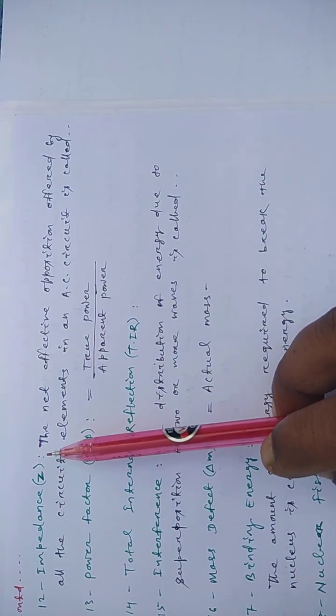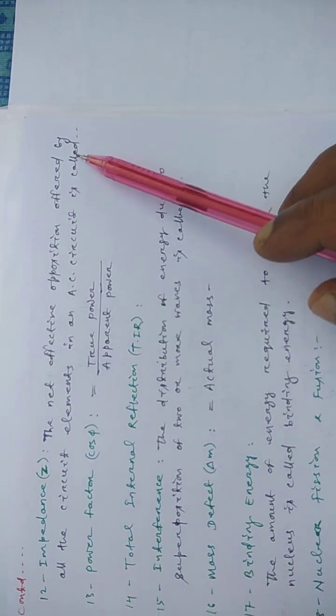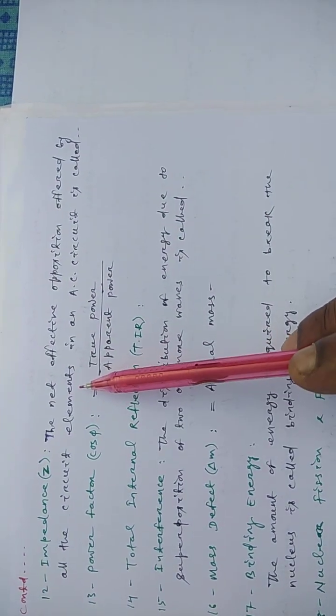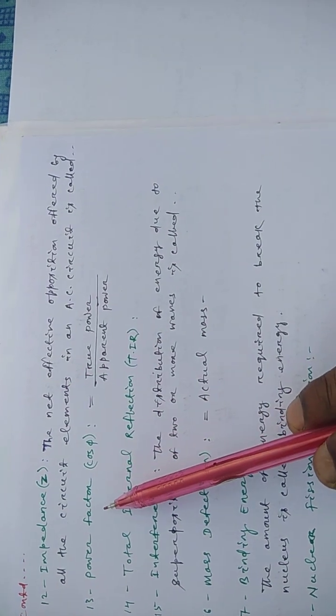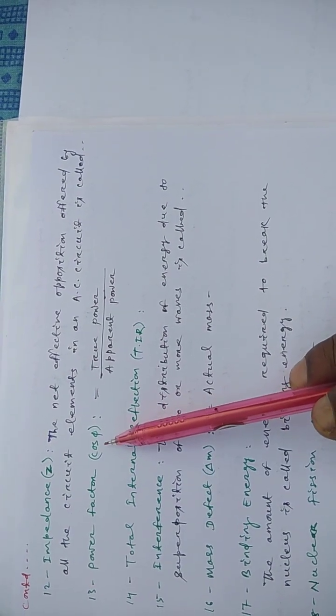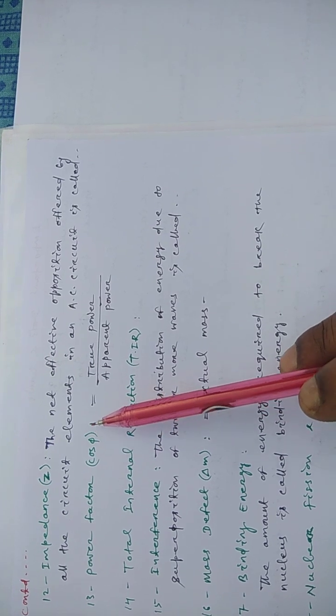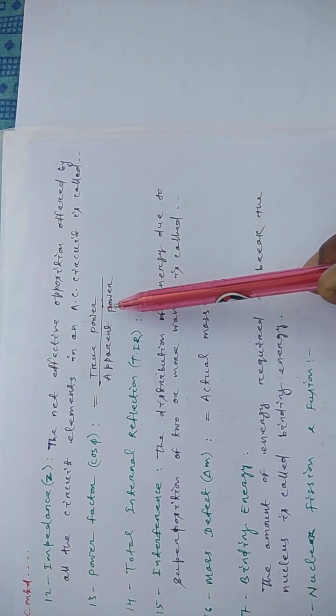Then is impedance. Impedance symbol is Z. The net effective opposition opposed by all the circuit elements in an AC circuit is called the impedance. And power factor, which is represented as cos phi, it is the ratio of true power to apparent power.